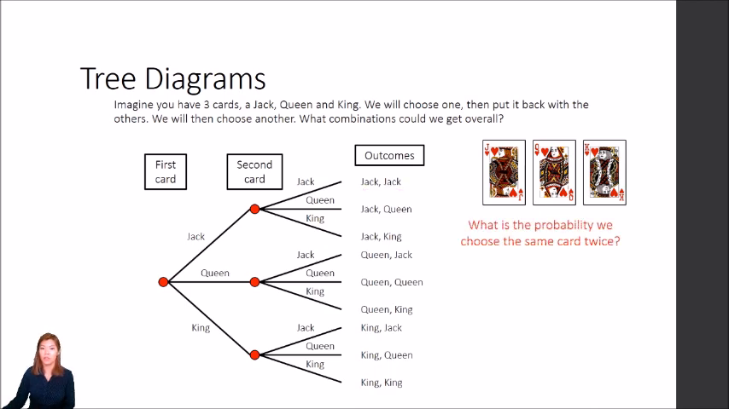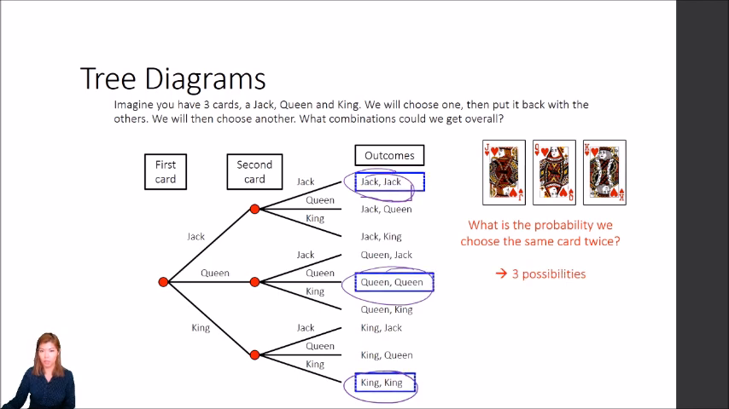What is the probability we choose the same card twice? So now we're going to look for the ones that have the same card. So Jack, Jack, Queen, Queen, King, King. So our answer is going to be 3 possibilities out of 9, which is 3 out of 9. And we simplify this always, and it's 1 over 3.